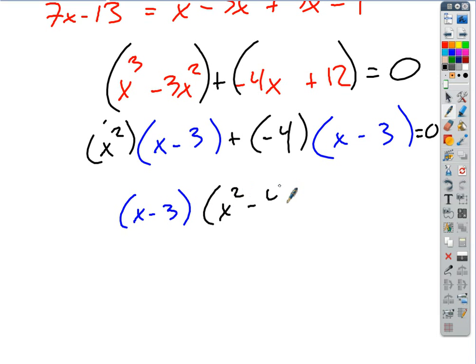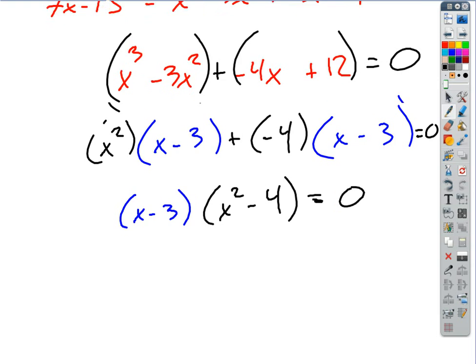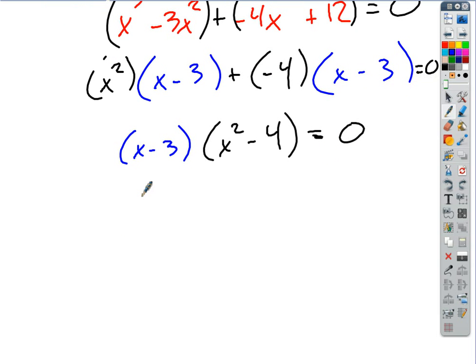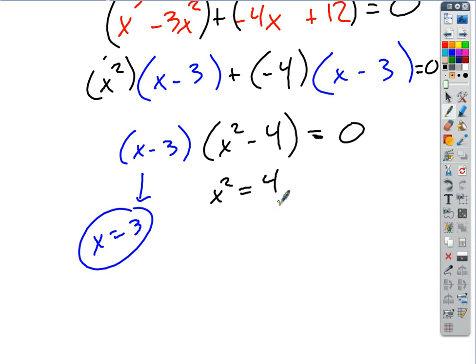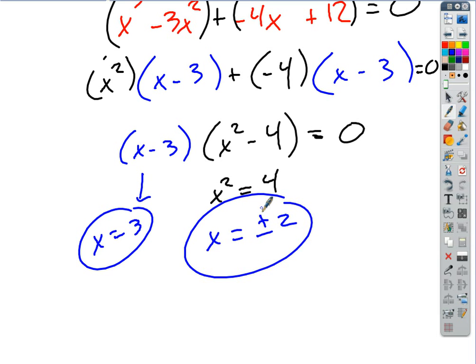And if I'm trying to solve this, now I'll just set them equal to 0 and get my answers. So I would get either x equals 3 or x squared minus 4 equals 0, when x squared equals 4. What are the solutions to that? x equals 2 or negative 2. So I have to try all those, plus or minus 2 or 3, in my original equation.